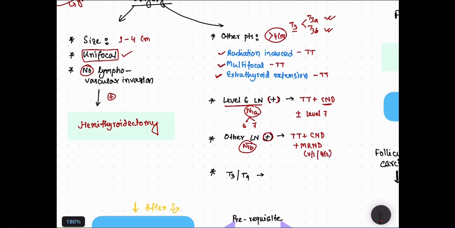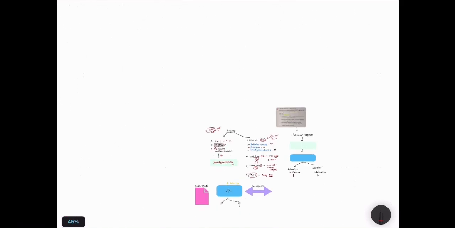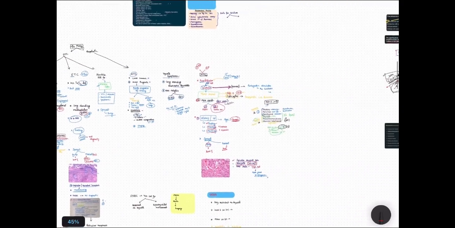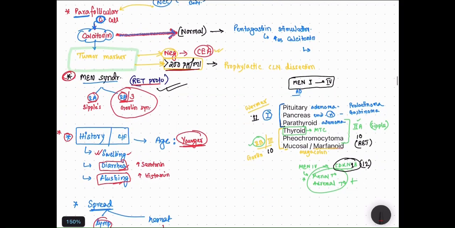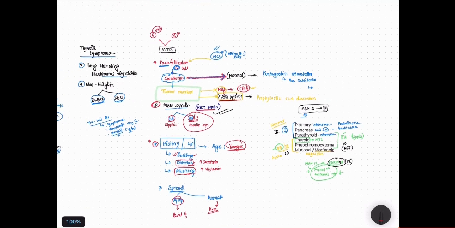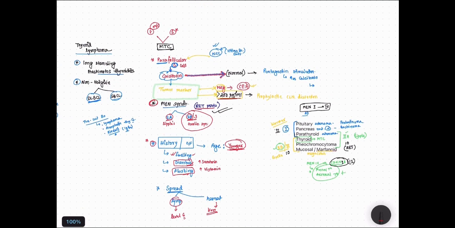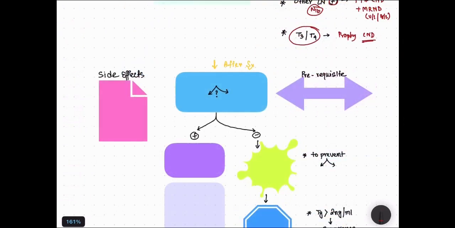Okay, as I already told you, if it is T3 or T4, you have to do prophylactic central neck dissection along with total thyroidectomy. So prophylactic central neck dissection has to be done. Also, I told you that if the calcitonin level is more than 200 picogram per ml in medullary thyroid carcinoma, you have to do prophylactic central neck dissection.